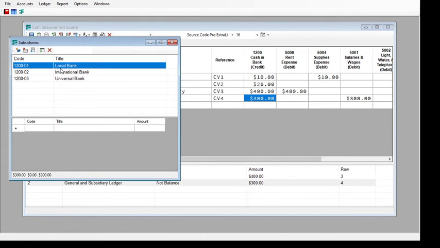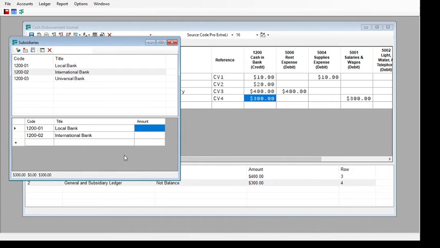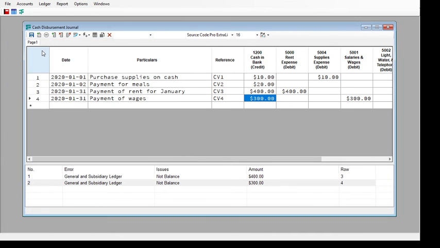I will use two subsidiaries, local bank and the international bank. So I will divide the 300, and 200 goes to the local bank, and the remaining 100 to the international bank. So here it shows that the discrepancies between the general ledger and the total of the subsidiaries are now equal. So I am done.